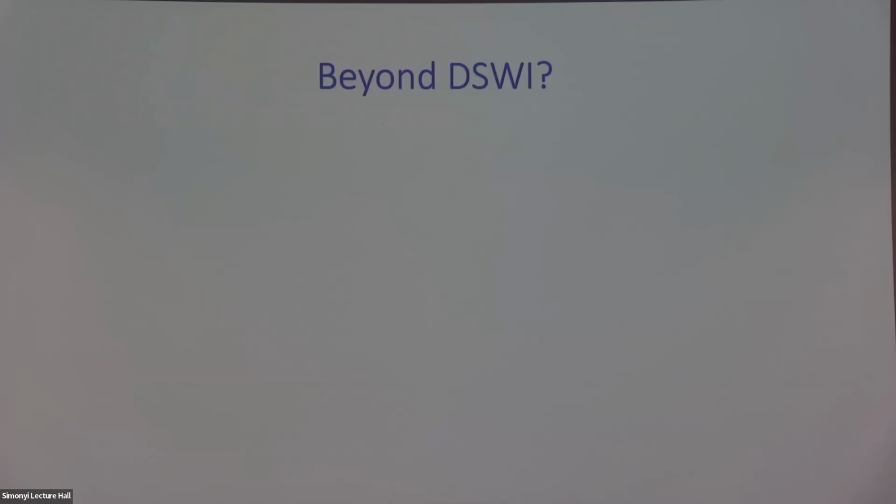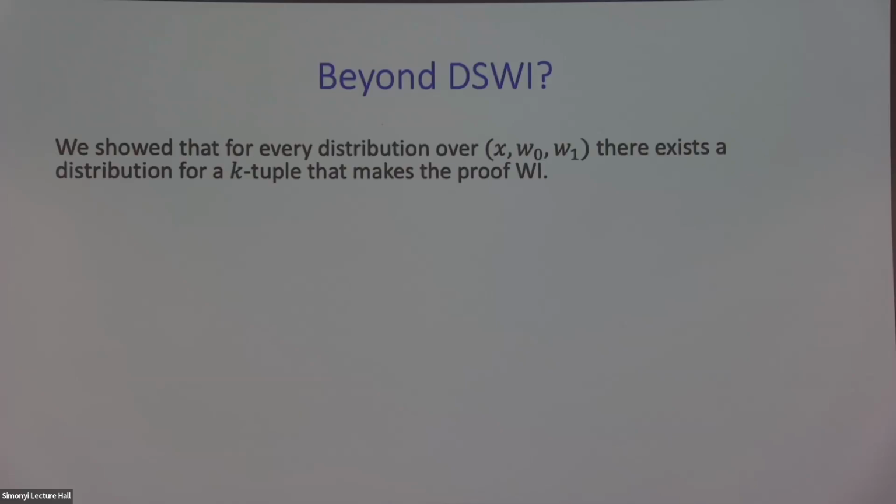Interestingly, we can do this. And the idea is as follows. What we showed so far with the distributional SWI is that for every distribution over triplets, we can find a distribution over all the other inputs that will make the proof be WI. The distribution will just be copies from the same distribution. And it will be convenient to represent this via a two-player zero-sum game.